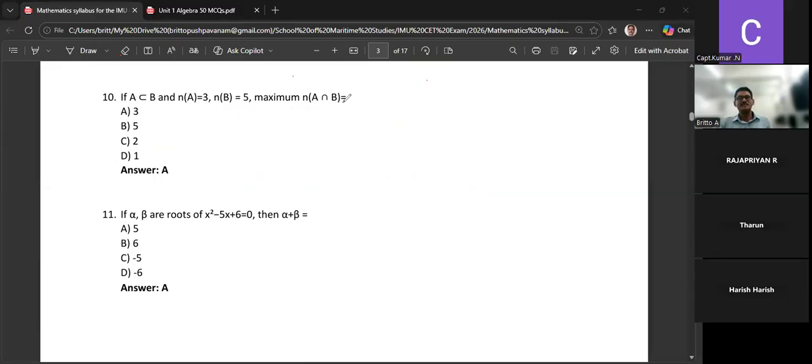So you should know the formula for n of A union B, which is n of A plus n of B minus n of A intersection B. So this is the formula for A union B. In that formula, they are given n of A intersection B.